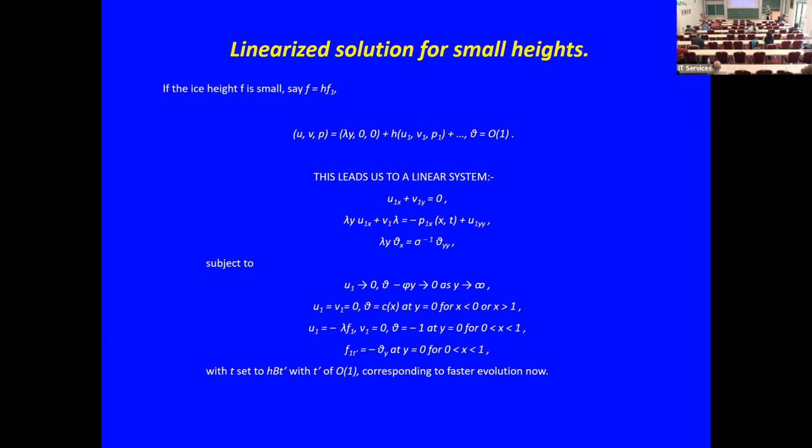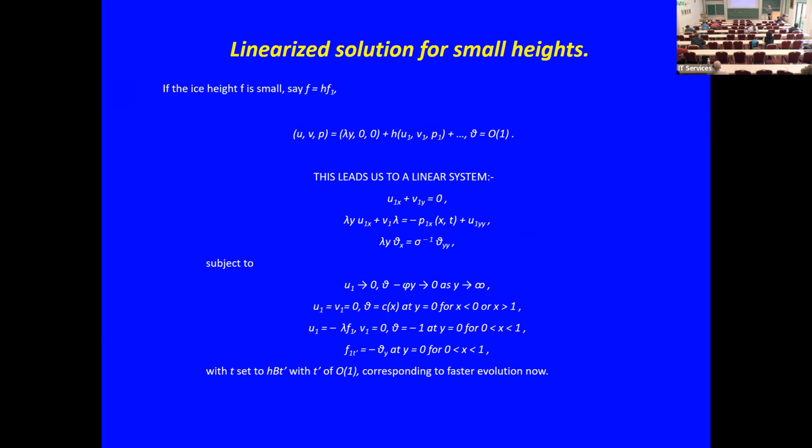So we say F is H times F1. F1 is order one, H is small. Then we expect to get the uniform shear flow plus order H disturbances, and theta will be order one. This then gives us a linearized version of the equations: full continuity, and then the x-y momentum equation.